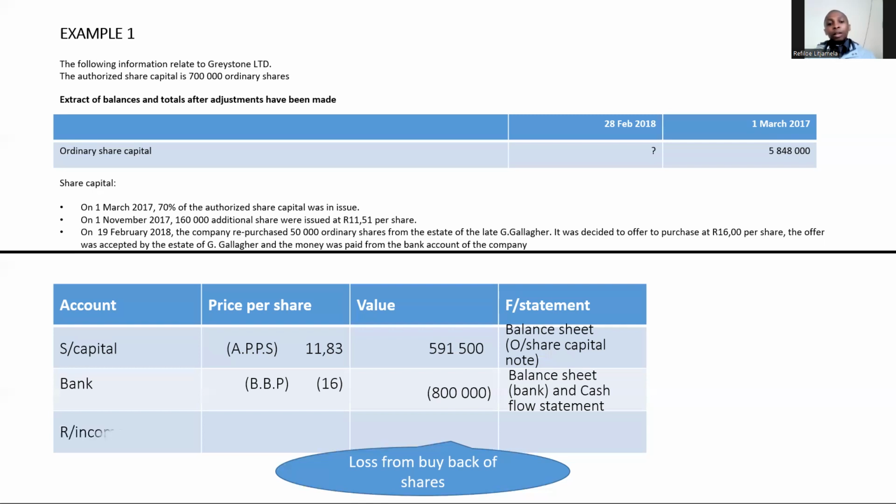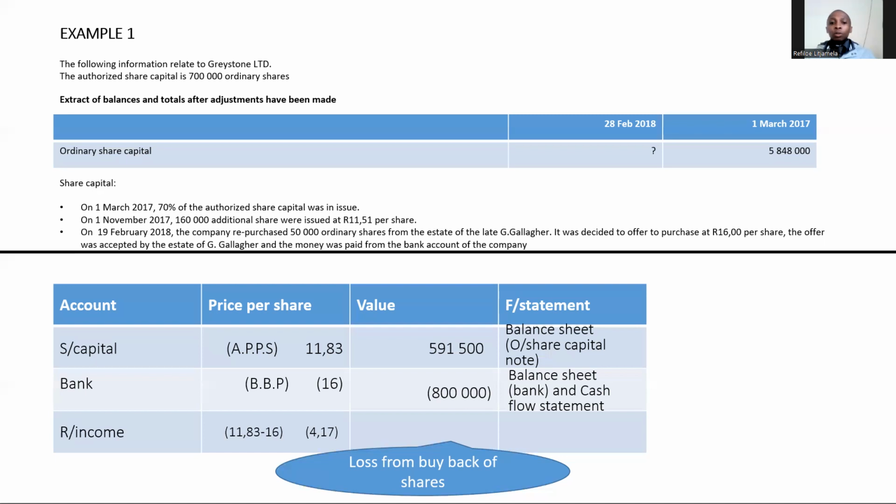And then the last part will be your retained income. How will your retained income be affected? It's because from this buyback, the entity will have incurred a loss. How do we calculate the loss? You will simply take the original price of the share minus the buyback price of 16 Rand. Note that this 11 Rand 83 simply means that when we sold these shares, we received 11 Rand 83 from the shareholders. But now when we buy the shares back, we are paying them 16 Rand for the same number of shares. So meaning that the company has actually paid more than what it has received, resulting in the company having made a loss.